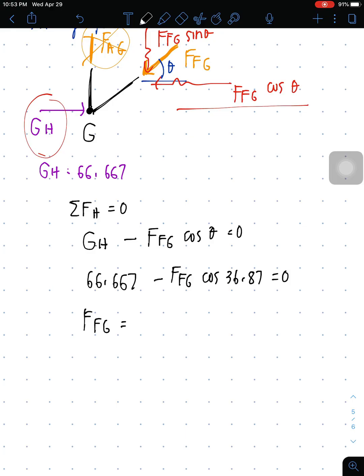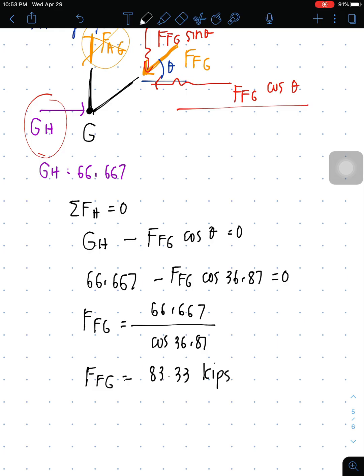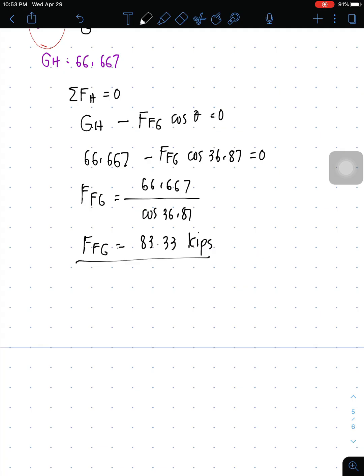So it's going to be 66.667 divided by cosine of 36.87. 66.67 divided by cosine of 36.87. The value is 83.33 kips. We need this para ma-solve na nato ang stress of FG.